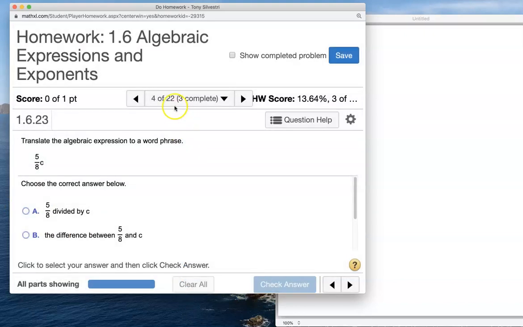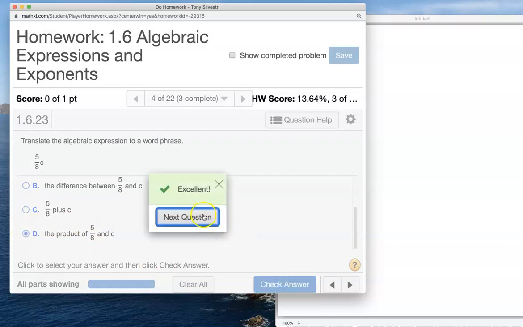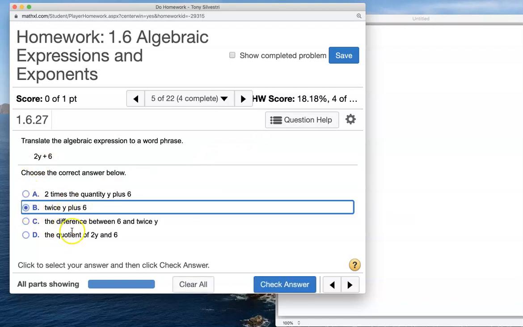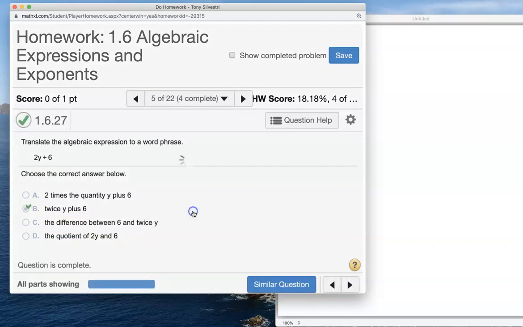All right, there's 22 questions in this homework, so that generally means it's quick answer type stuff. So this video should go pretty quickly. Let's see, we're multiplying 5/8 in C. Multiply, product. Another word for multiply is product. Okay, so what does this mean? Now, 2 times the quantity y plus 6 is not right. When they say the quantity, they're telling you that you should do the y plus 6 first and then multiply that. That's not it. Twice y plus 6 sounds more like it. There's no difference or division here, so that's that answer there.